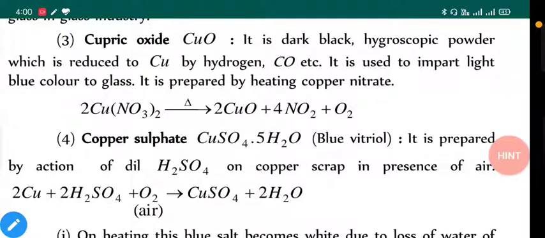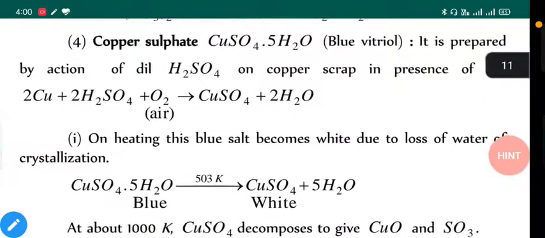It is prepared by heating copper nitrate, Cu(NO3)2, and on heating it gives CuO and releases NO2 gas and oxygen gas. Next, copper sulfate, which is also known as blue vitriol because it is blue in color. When we make solution of copper sulfate, it turns blue, otherwise it will be white.